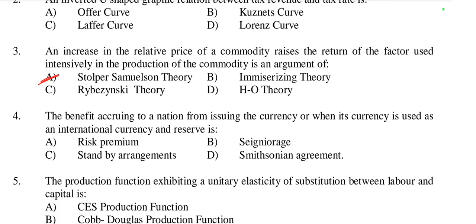For example, if a country exports labor intensive goods, a rise in the price of those goods will raise the real wages of labor. So it is called the Stolper-Samuelson theorem. Then the second one is Emerson theory.